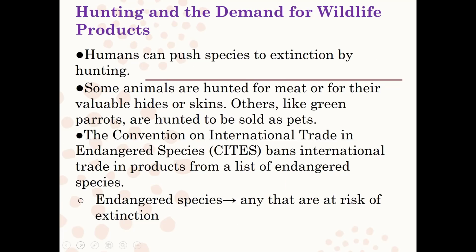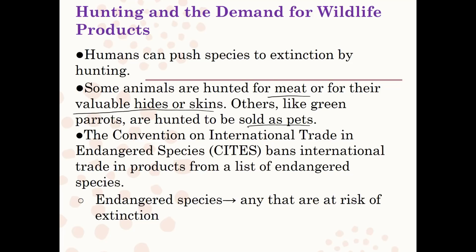Now, hunting. So humans, obviously, we know that humans hunt, and humans can hunt a species almost to the point of extinction. Now, why do we hunt? Okay, we hunt for meat, we hunt for food, but we also hunt for hides and skins and things that are worth a lot of money. So we also are looking at exotic animals that are hunted to be sold as pets. Obviously those things are more dangerous and push species to extinction more than simply hunting for food.